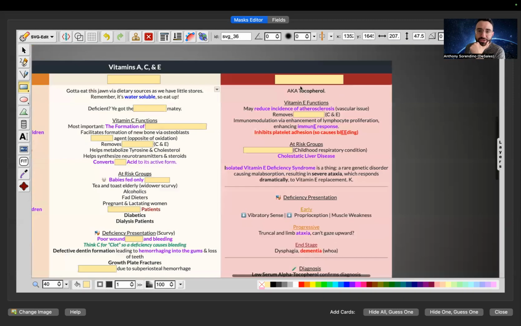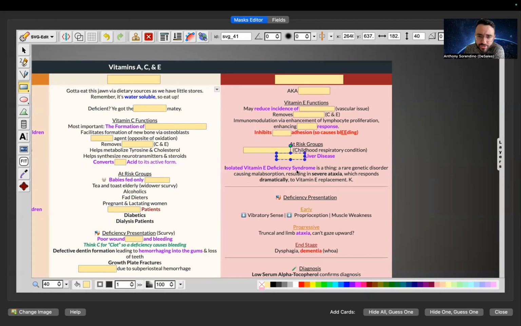Let's move on to E. I do want to know it's called tocopherol. That's going to be important. Atherosclerosis, reducing that, and enhancing the immune response. I think that's really important as well. Inhibits platelet adhesion. That's going to be important. This kind of stood out too, this cholestatic liver disease. So we'll throw that in there.